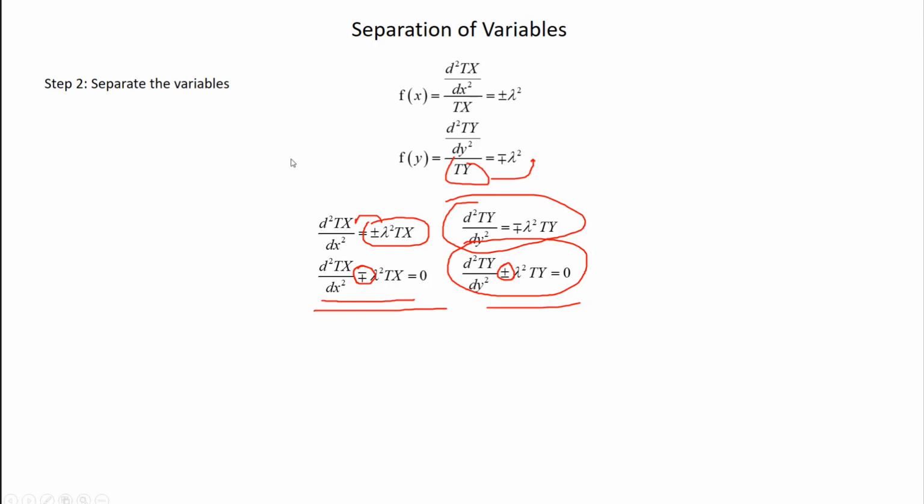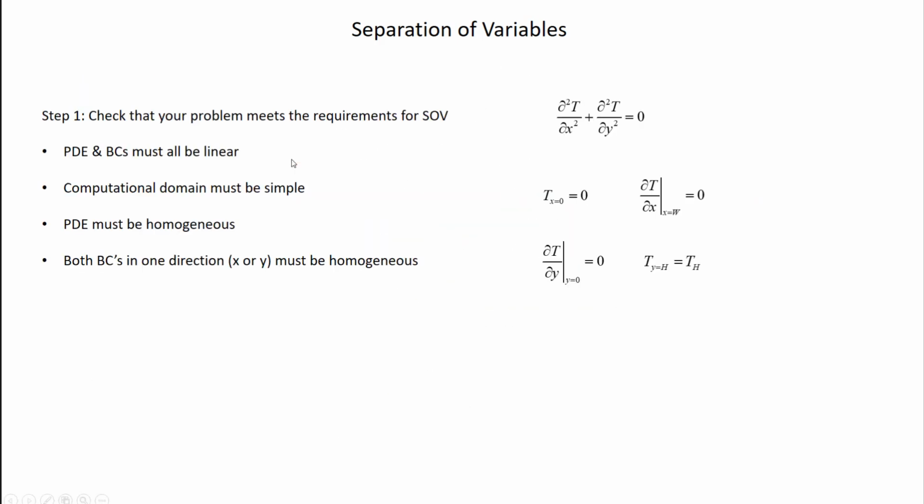So if we go back and think about the requirements that we were talking about for separation of variables, one of the requirements was that both boundary conditions in one direction must be homogeneous. And we said that we had that here, and that direction was x. So x for us is our homogeneous direction, right? Obviously in some problems it might be y, but in this case it's x.